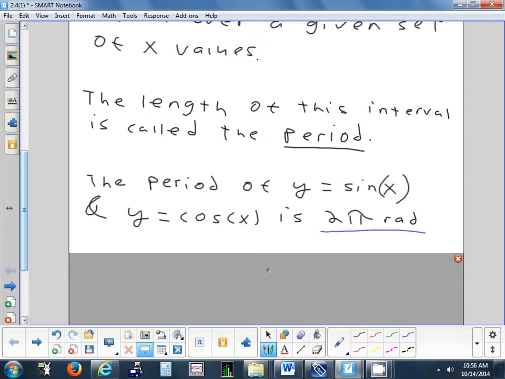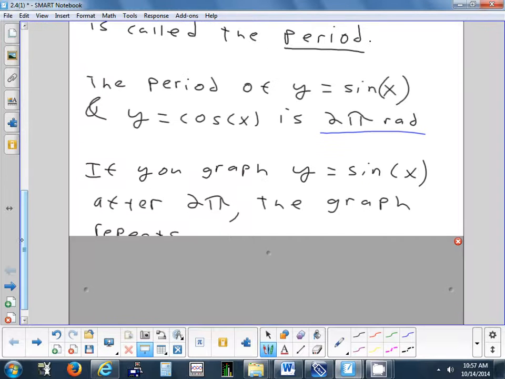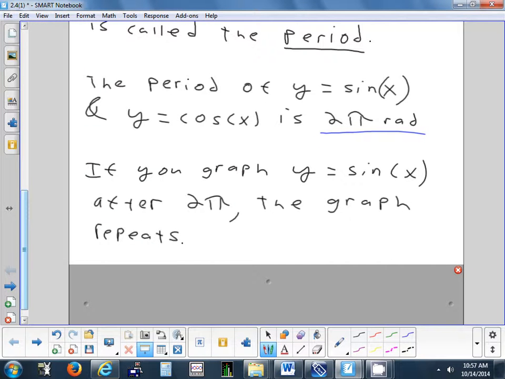Okay, we said it was 360 degrees, but if you're going to do it in radians, it's 2 pi radians. Okay, this week, all the graphing that we do will be in radians. Okay, so we won't be using degrees this week. So I already kind of said this, but if you graph y equals sine of x, after you get to 2 pi, the graph is just going to repeat what it already did again.